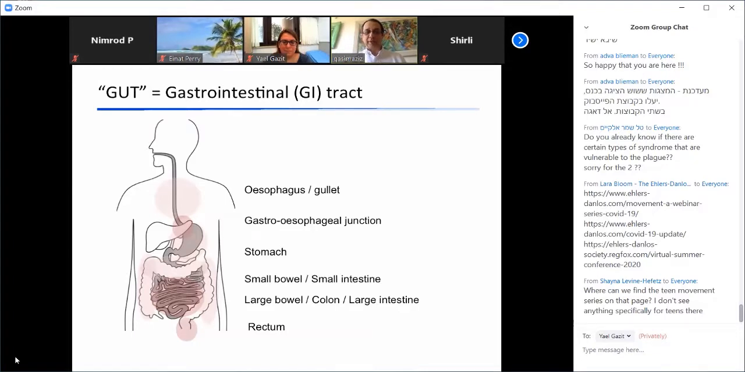And I think the important thing to remember is that these different parts of the gut are all in continuity with one another. So the esophagus and the stomach and the small bowel and the large bowel, they're all in continuity. It's a long tubular structure with different functions in different parts of the gut, but nevertheless they are connected to one another. So it's not uncommon that if there is a problem in one area, that can have effects on another area as well.